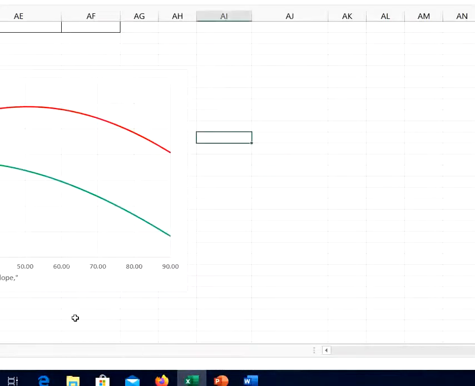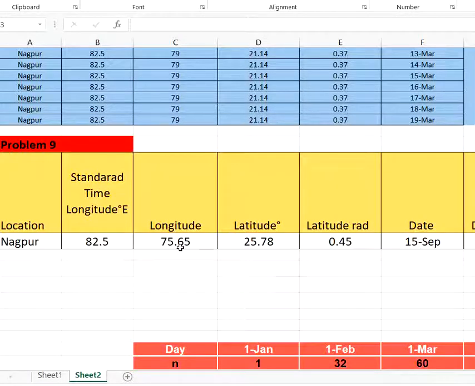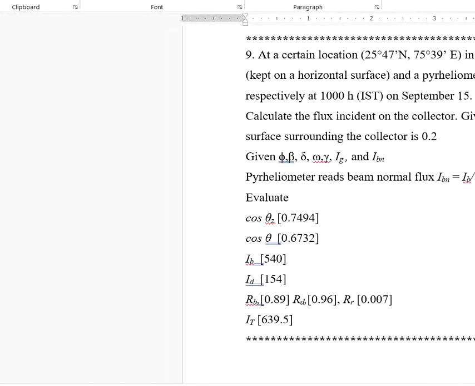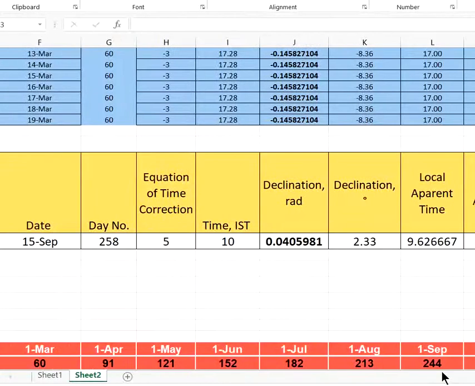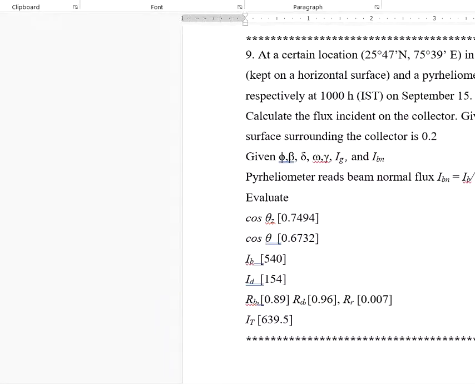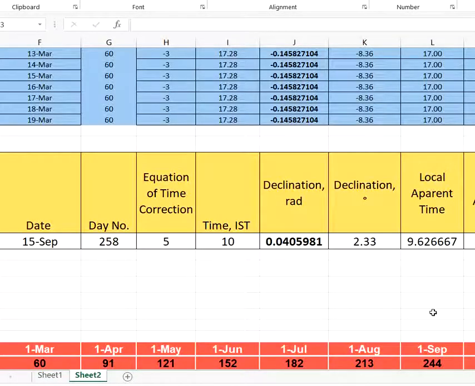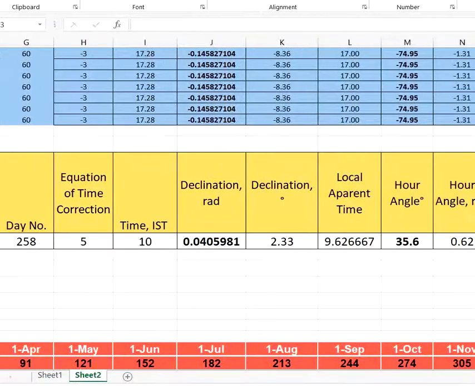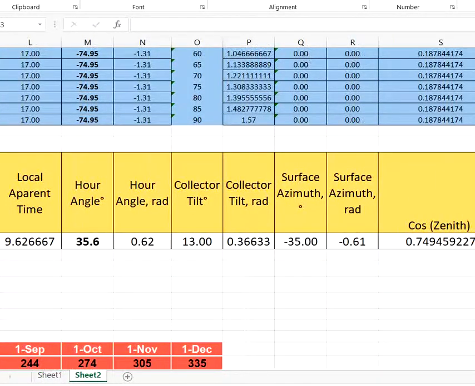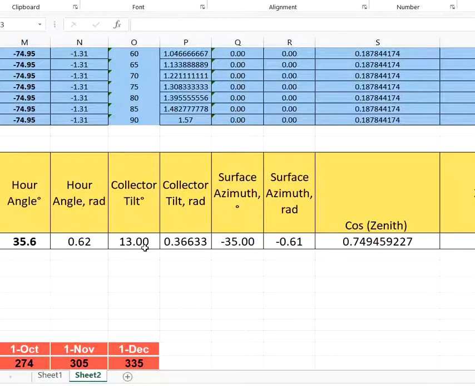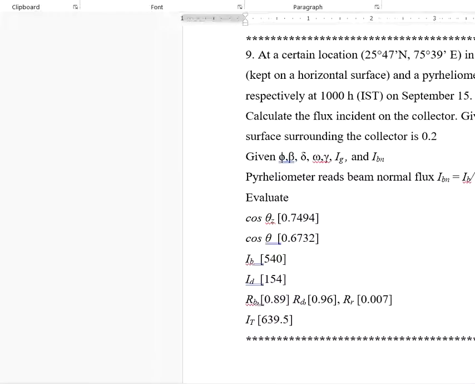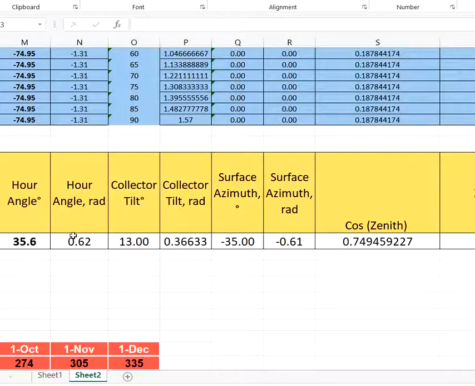The same is solved here. A certain location is given, latitude 75.65. The date is 15th of September, and corresponding to it the day number is 258. The time is 10 hours IST. Declination you can calculate, and local apparent time also you can find out, and the hour angle in radians. Collector tilt is given as 30 degrees. This data is missing here. For the flat plate collector, 13 degrees tilt is given.